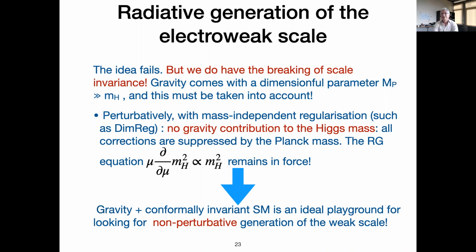Because it could well be that there are corrections just coming from gravity which completely invalidate this Coleman-Weinberg computation. So if we use perturbation theory and mass-independent regularization, such as dimensional regularization, you find that there is no gravity contribution to the Higgs mass. So all corrections to the Higgs mass are suppressed by the Planck scale. And therefore, if gravity is included and we use perturbation theory, which respects scale invariance maximally, then we find that the fixed point at MH equal to 0 remains in force. So we don't need any counter term which removes the divergences from the Higgs mass, and therefore, in this type of theory, the Higgs mass can be predictable.